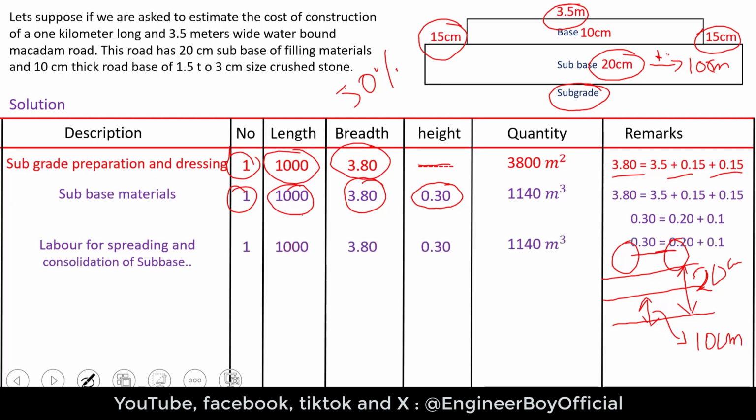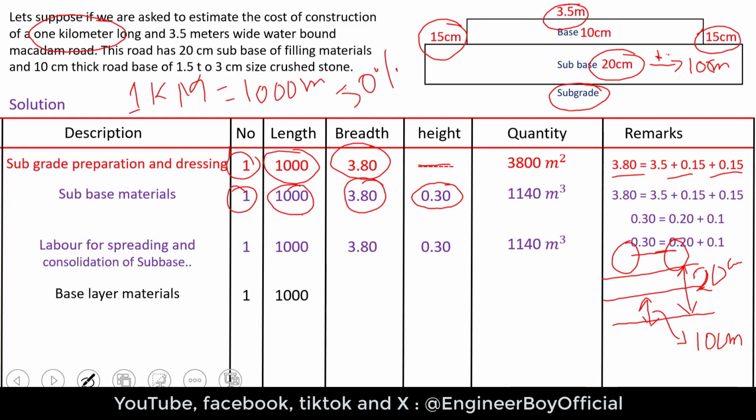Next, we have the base layer, which is, you can say, the top layer for the waterbound macadam road. And the process is just the same. We can have 1 in number. The length is just 1,000 meters, because it is just 1 kilometer, okay? 1 kilometer means 1000 meters. And as you can see, we are doing everything in meters. That's why we do this conversion, okay?